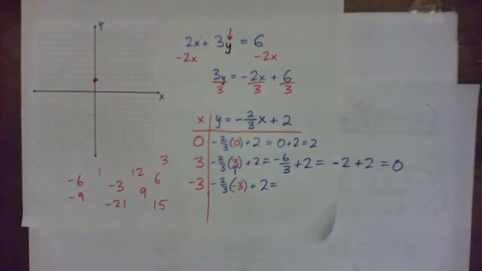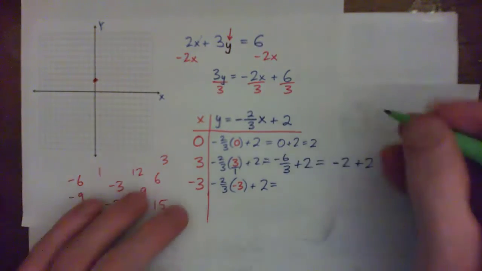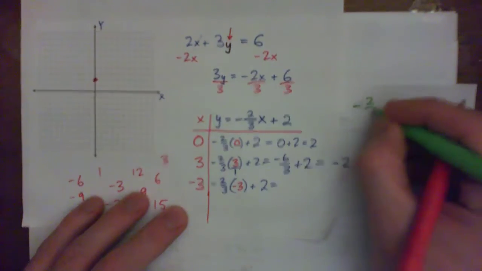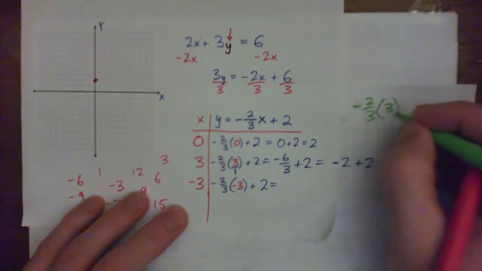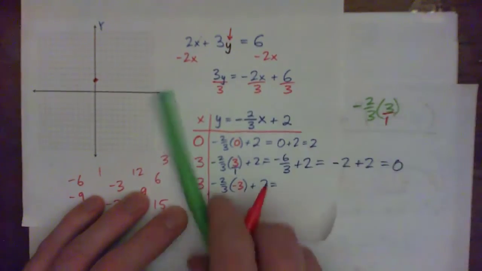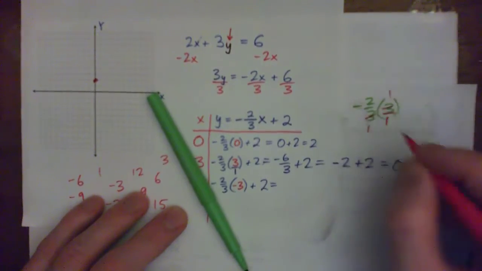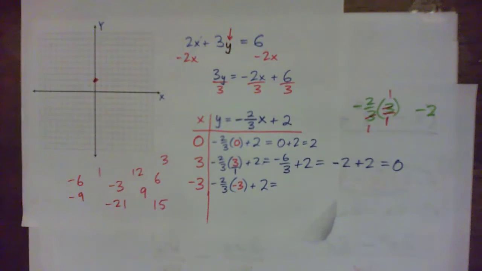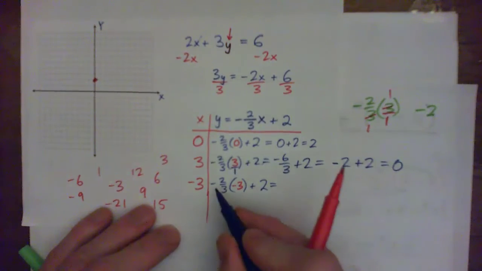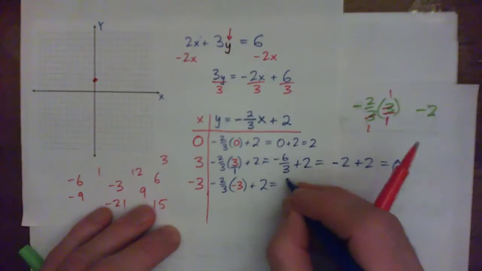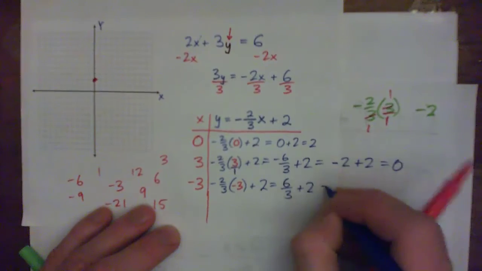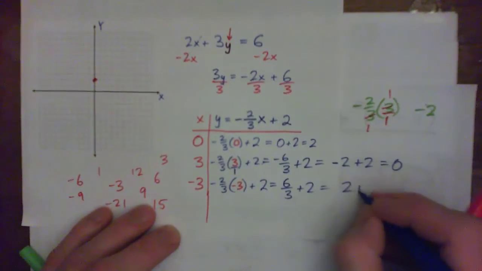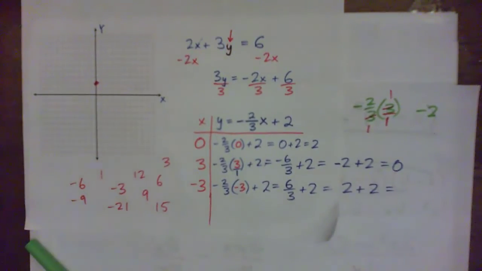By the way, we had -2/3 times 3. We could have written the 3/1, and we could have cross-cancelled these 3's, and then this whole thing just becomes -2. That's another way of doing it, right? I think most students like to multiply the top. And on this one, it's -2 times -3, +6/3 plus 2, right? And that gives us 2 plus 2, 4. Okay?